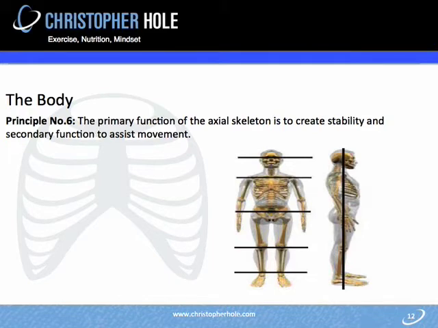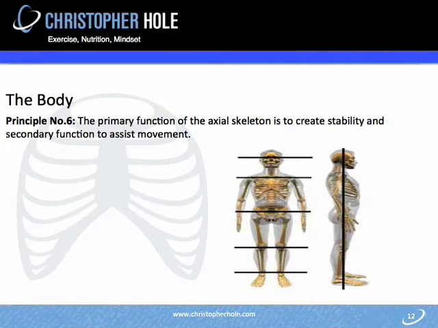And the primary function of the limbs is to assist movement. So your movement creators are your limbs. So the cannon is the limbs. Now, if you've got very powerful limbs, so very powerful arms and legs, but a bad core, or a bad axial skeleton or a bad torso, it's like firing that cannon from a canoe, which is going to be very, very unstable. So what we have to do is create stability within the torso.